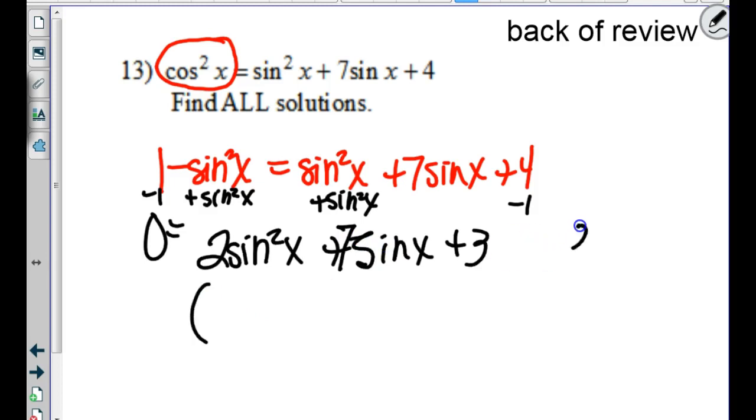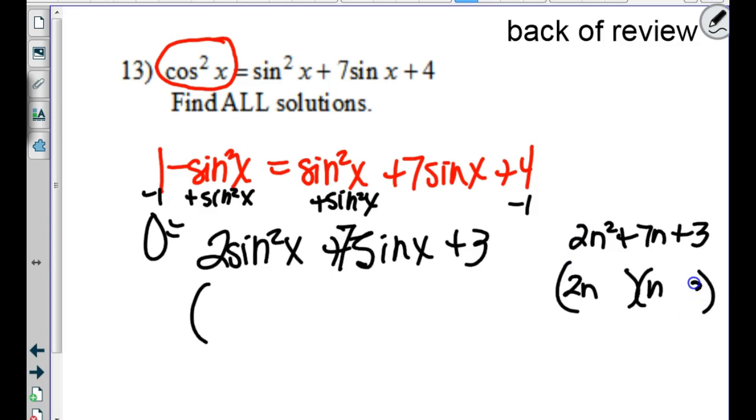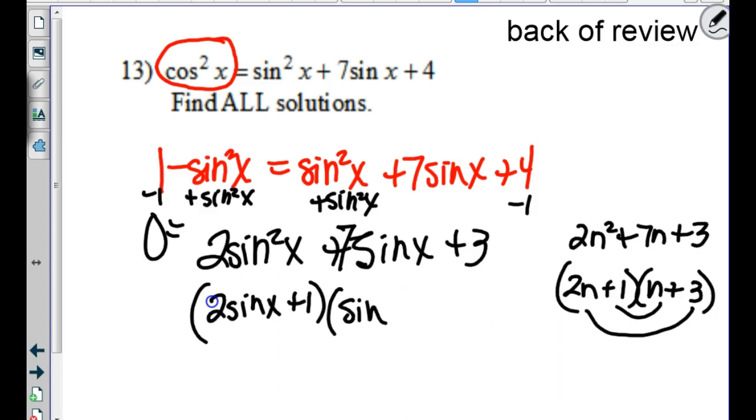Okay, so it's really a 2n squared plus 7n plus 3. 2 and 1n. I think if I put a 3 back here, I'll get 6, and 1 is 7. So (2 sine x plus 1)(sine x plus 3). If these are each equal to 0, can sine x ever be negative 3?